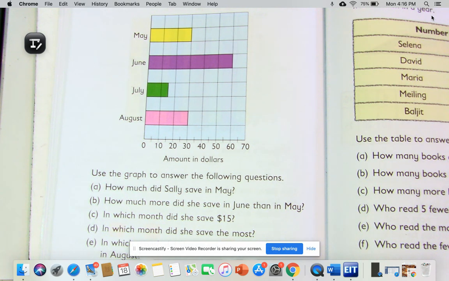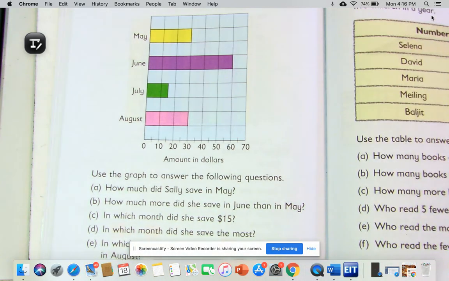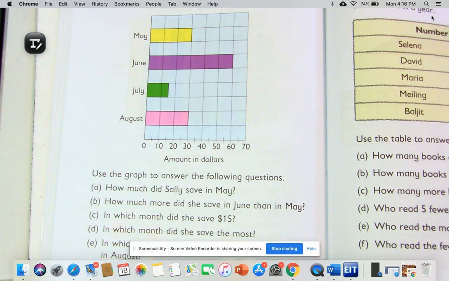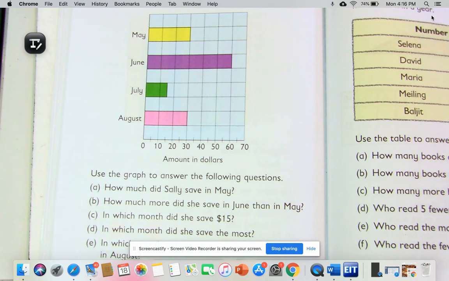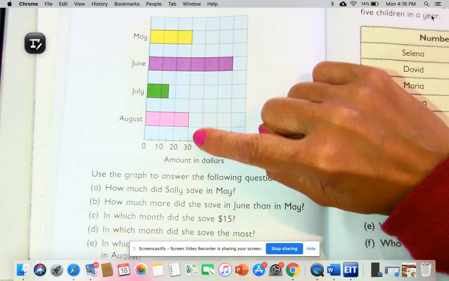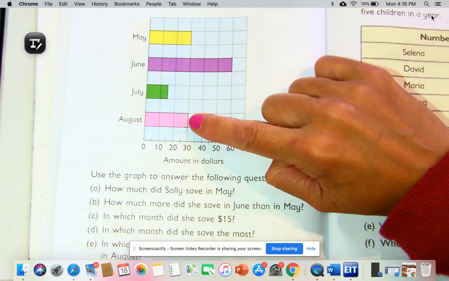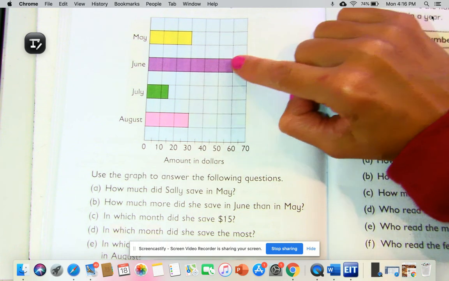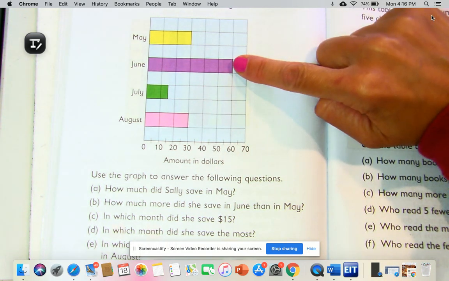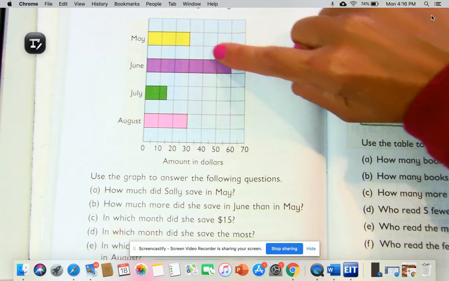In which month did she save the most? And again, when we look at graphs, we can very quickly see that she saved the most in June because the bar is the longest. Let's see. In which month did she save twice as much as in August? So in August, she saved $30. So we're looking for which month did she save twice that? In other words, times 2. And I know 30 times 2 is the same as 30 plus 30, which is 60. So she saved twice as much in June than she did in August. She also saved twice as much in June as she did in May.